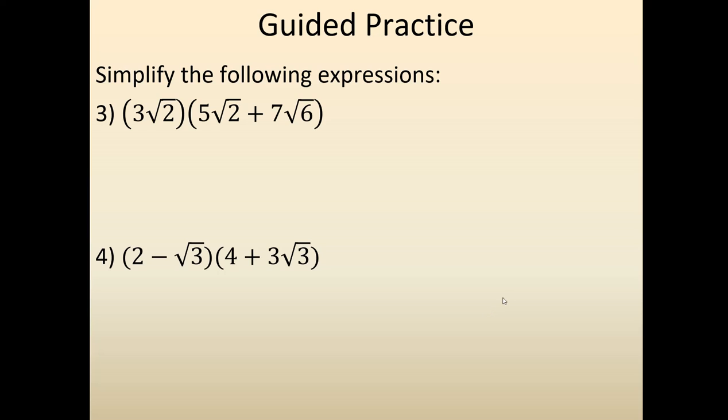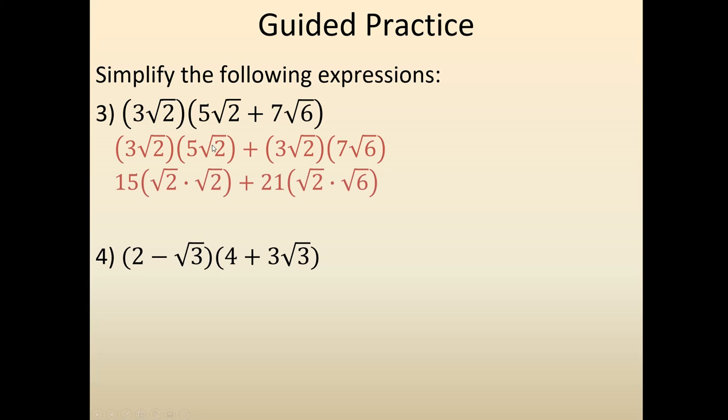All right. First thing that we're going to do is, just like we would with regular numbers, distribute this 3 rad 2 to both terms. So we have 3 rad 2 times 5 rad 2 and 3 rad 2 times 7 rad 6. From here, we do what we did before, where we multiply the coefficients and multiply the radicands. So 3 times 5 is 15, 3 times 7 is 21. Then we're going to end up having rad 2 times rad 2 and rad 2 times rad 6.